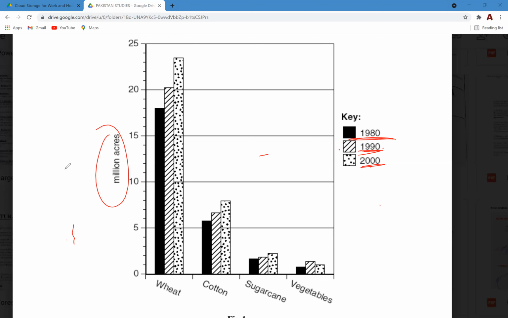And then you will be asked questions about this. For example, a question could be, tell us the production of wheat in the year 1990. So you see, it is approximately 20 million acres. Similarly, you might be asked to tell about the production of vegetables in the year 2000. So this is the graph that represents the year 2000. You look at it across the y-axis, it's around maybe 1 million acres. Yeah. So this is how you answer these questions.